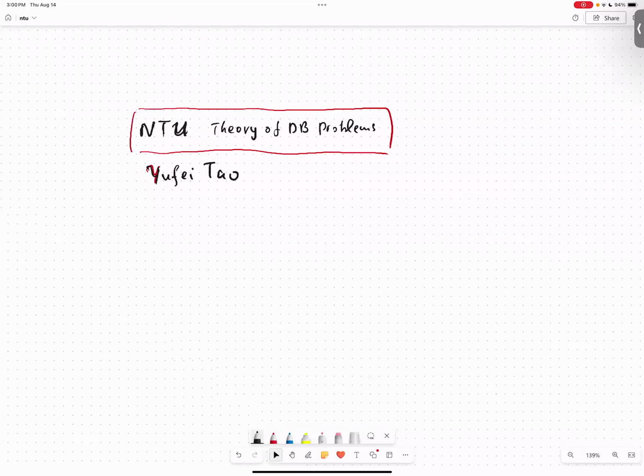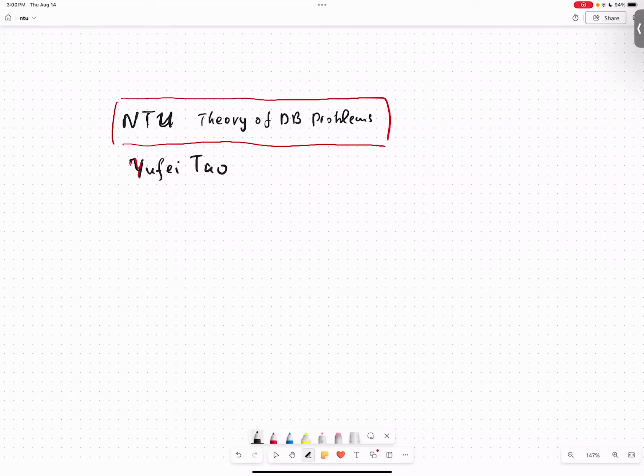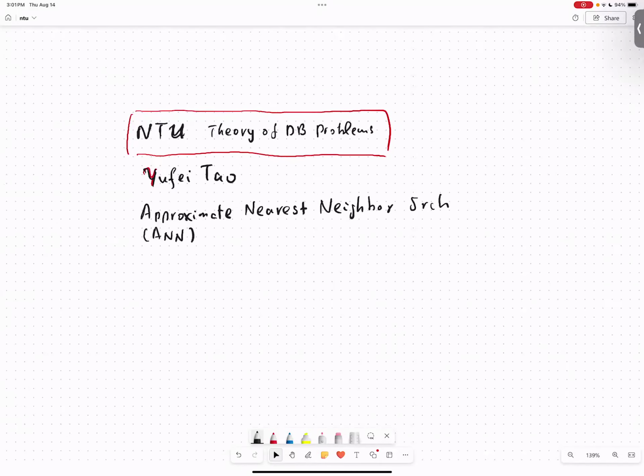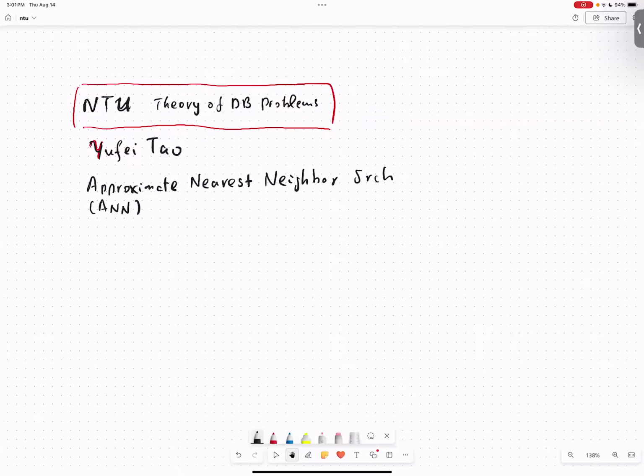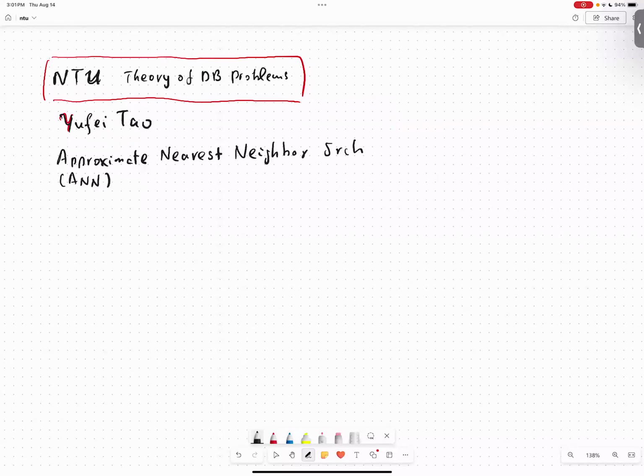So today we're going to start with this approximate nearest neighbor search problem. I'm going to use ANN as a short form for approximate nearest neighbor. Let's first define the problem together. We'll be looking at a metric space.